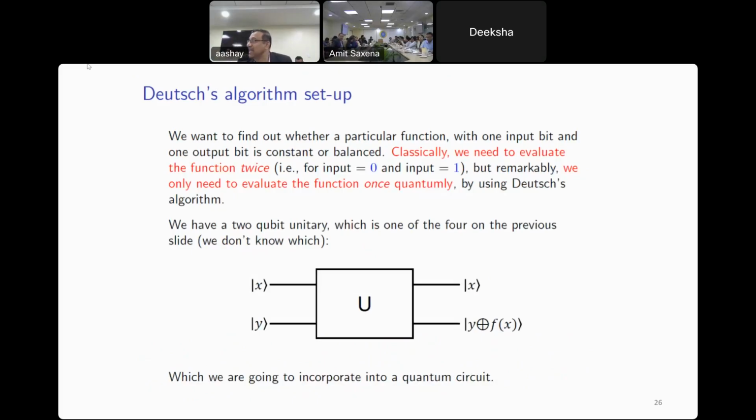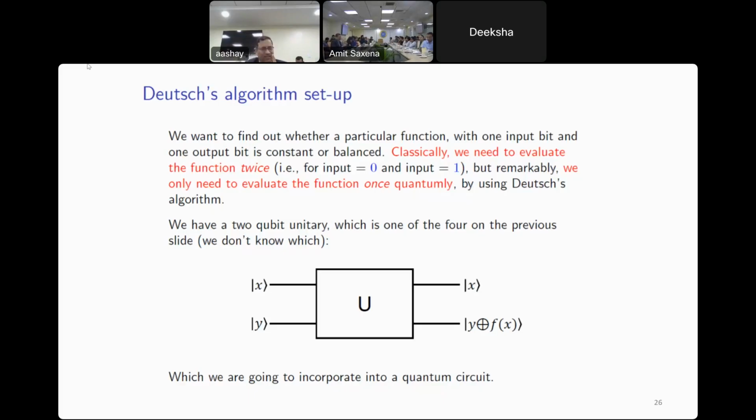So in the case of a single 1-bit function, the function can only have a 0 input or a 1 input. In the case of a single-bit input function also, classically you have to evaluate twice. First, you pass 0 and see what the output is. Second, you pass 1 and see the output. If both the outputs are the same, then it's constant. If both the outputs are different, then it's balanced. So you have to evaluate at least twice.